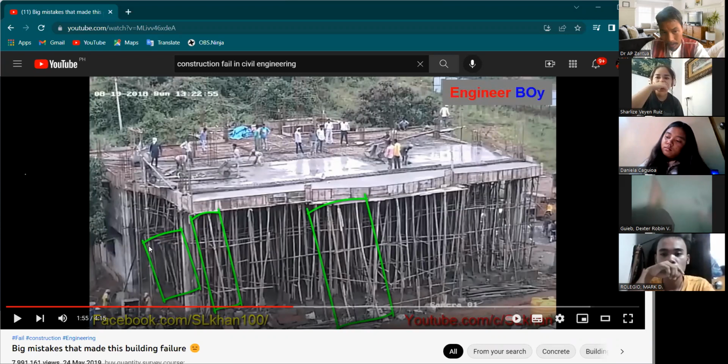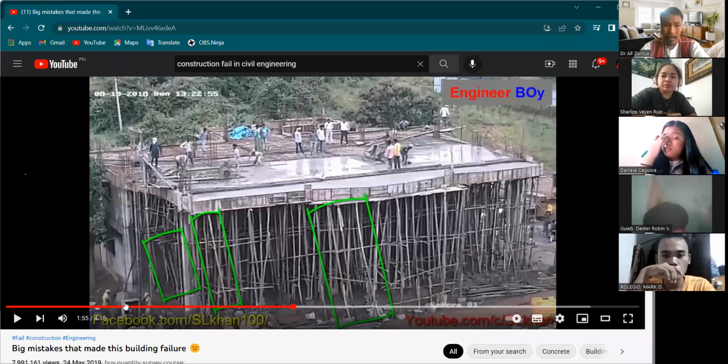Okay, so this one, this specific angle here, the diagonal, no? The proper diagonal, I think, is going here, but it will what? Obstruct their mixer on the ground. Right?